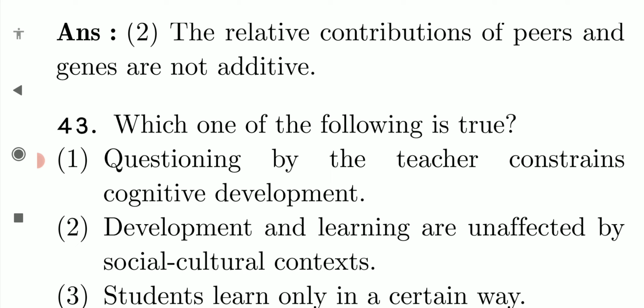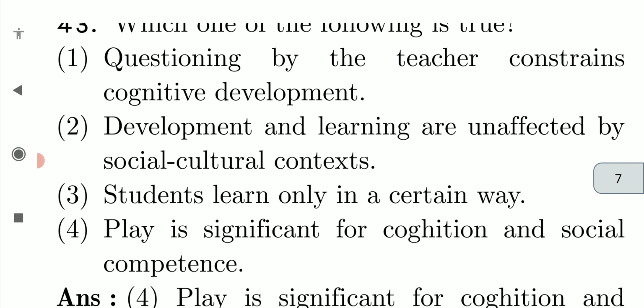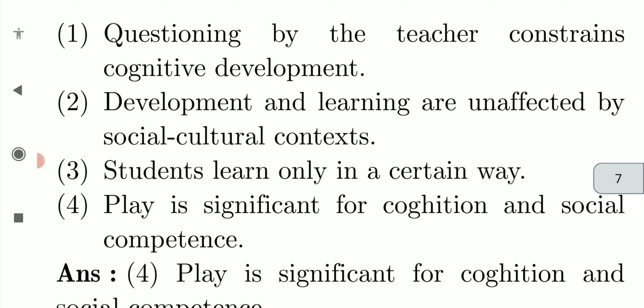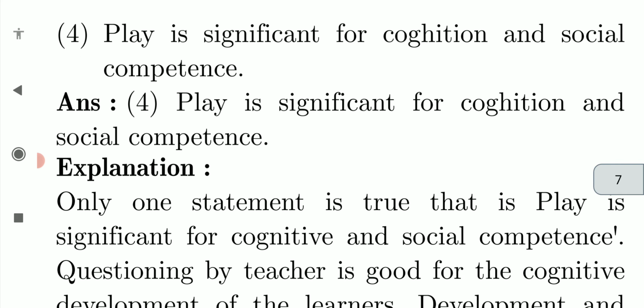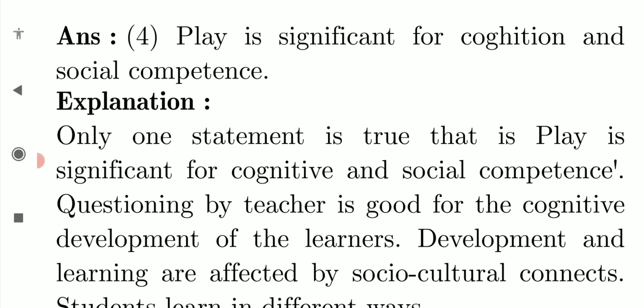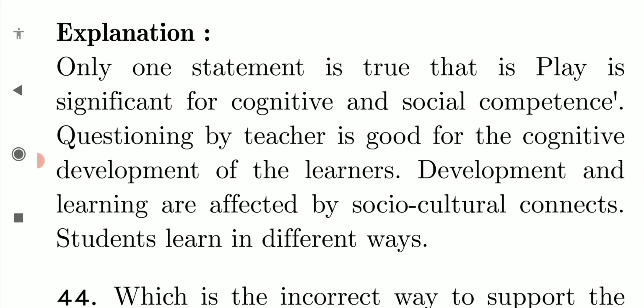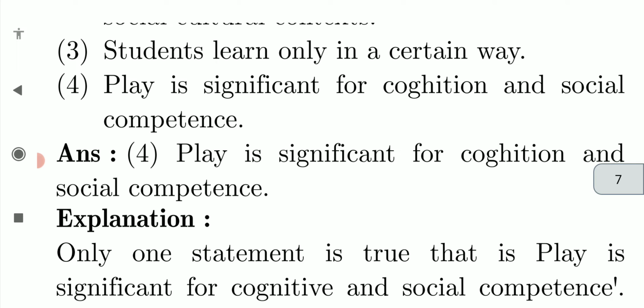Questioning by the teacher constrains cognitive development. Development and learning are unaffected by socio-cultural context. Students learn only in certain ways. Play is significant for cognition and social comprehension. Here, only one statement is true: play is significant for cognitive and social development. Questioning by teachers is good for cognitive development of the learners. Development and learning are affected by the socio-cultural context. Students learn in different ways.